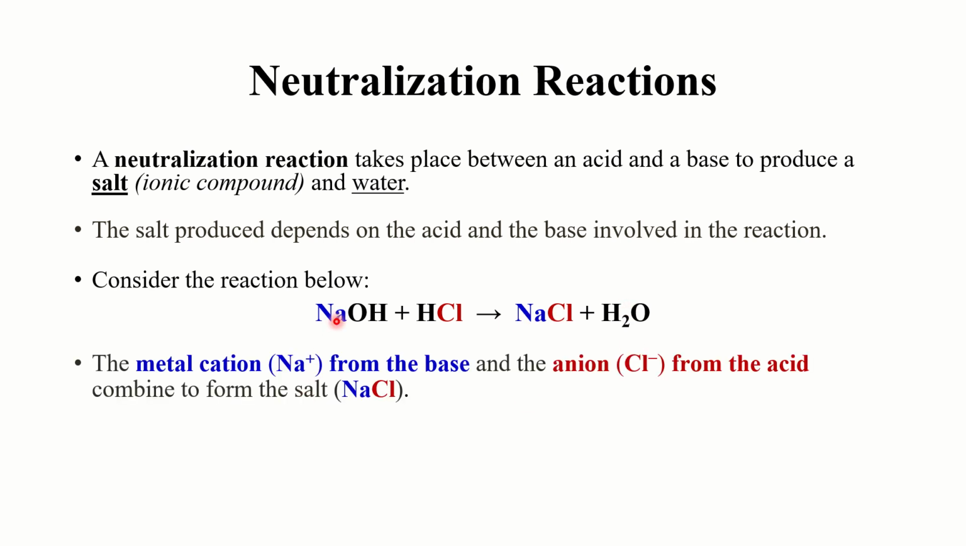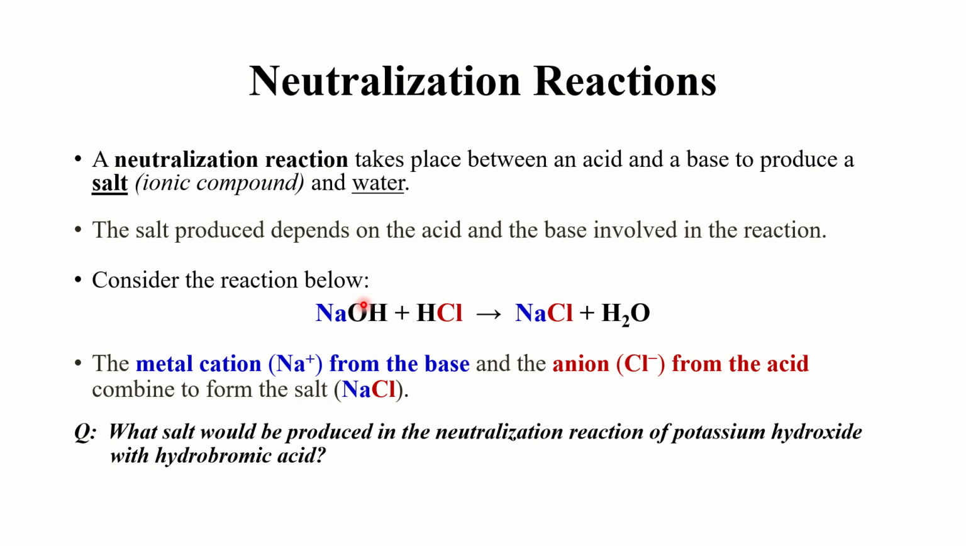So the metal cation from the base, in this case sodium, Na+, and the anion from the acid, in this case chloride, Cl-, combine to form the salt, sodium chloride. And then the hydroxide, the OH- from the base, combines with the hydrogen ion, the H+ from the acid, to form water. Quick question, what salt would be produced in the neutralization reaction of potassium hydroxide with hydrobromic acid? All right, the correct answer here would be potassium bromide. The K+ and the Br- would combine to form a salt, and then the OH- and the H+ would form water.